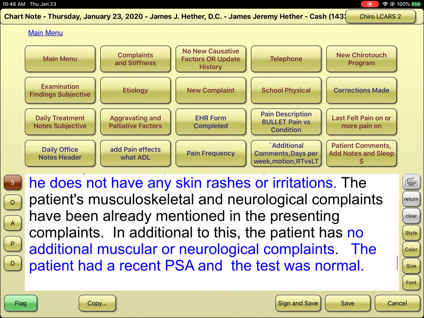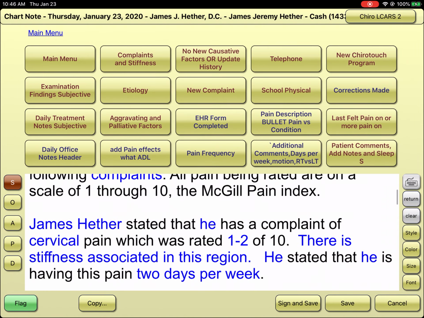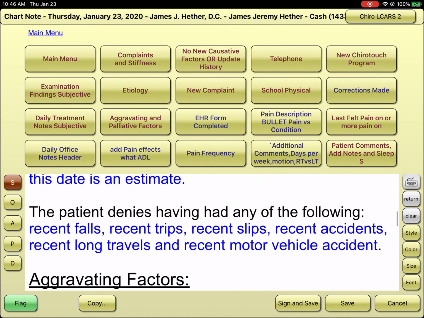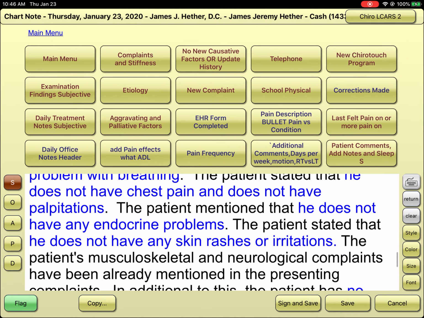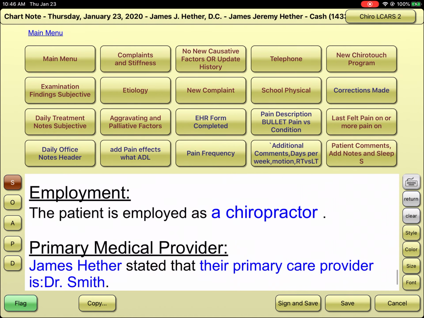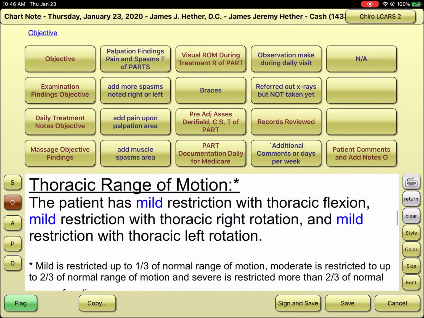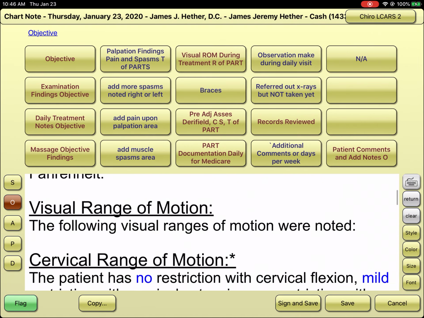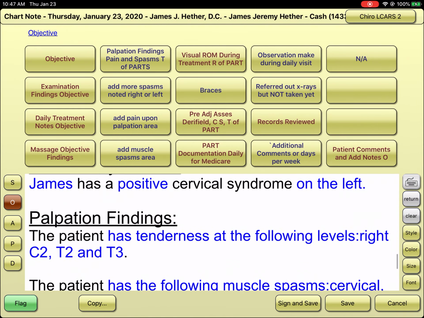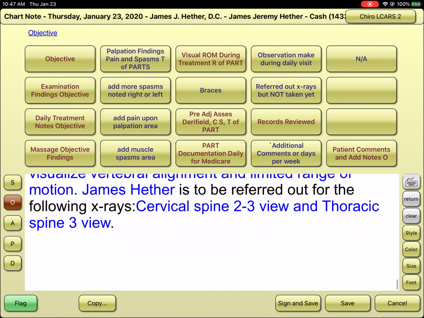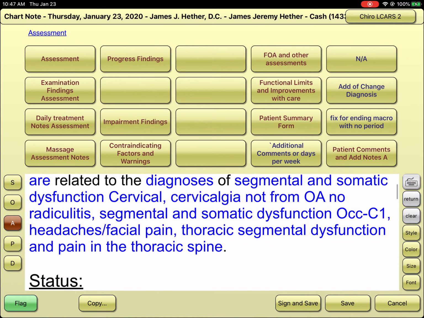So if we just look at the examination right here, it's pretty thorough. It says what type of exam it is. It tells me the complaints that they have, how many days per week, when it began, what makes it worse and better, their past history, their general health, review of systems, family history, personal and social, employment, and medical doctor. When we look over the examination, we have all of our vitals, our range of motion for cervical and thoracic, upper extremity reflexes, some orthopedics with positive findings, palpation, and the rationale for ordering x-rays. We can see that their diagnosis has both subluxation and pain rating.